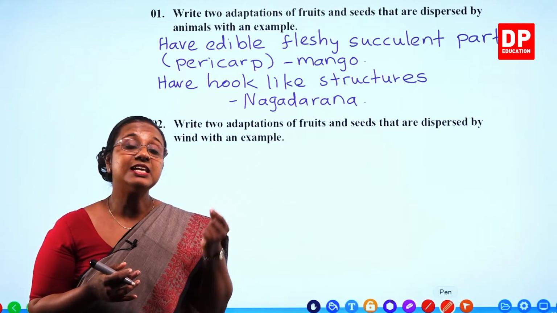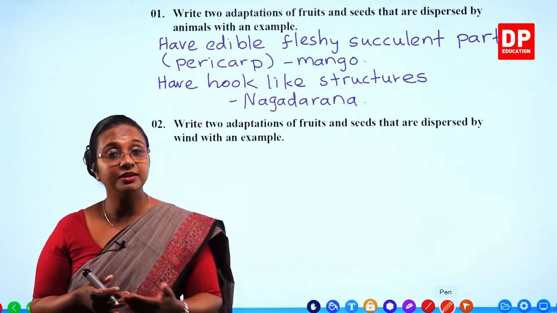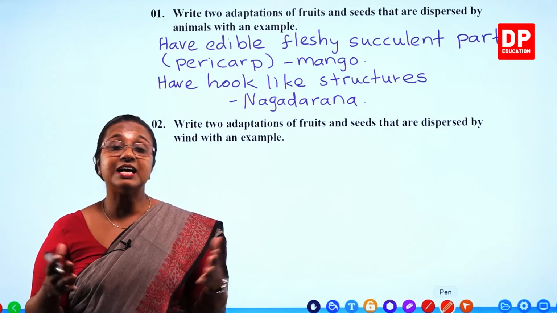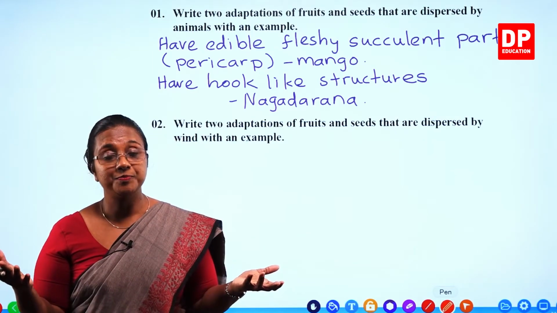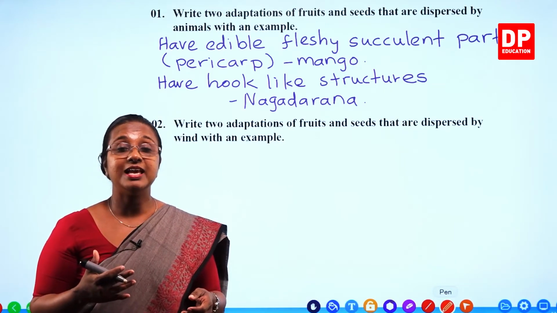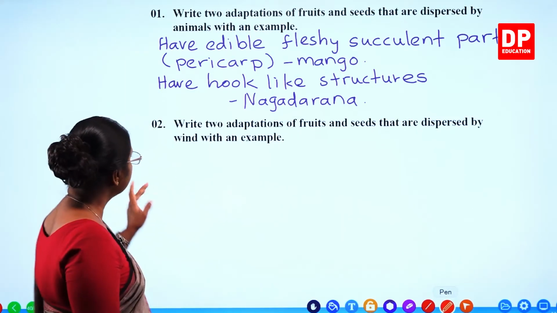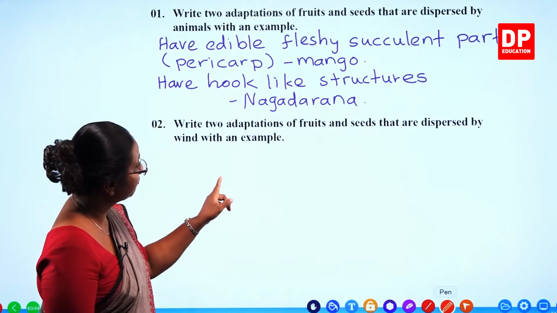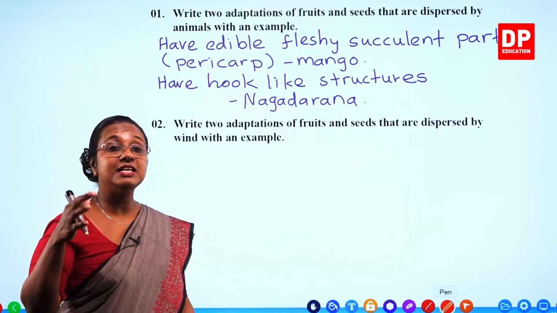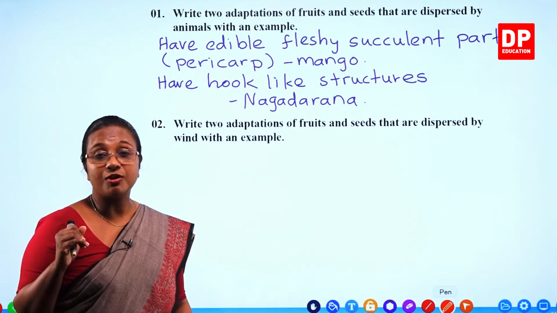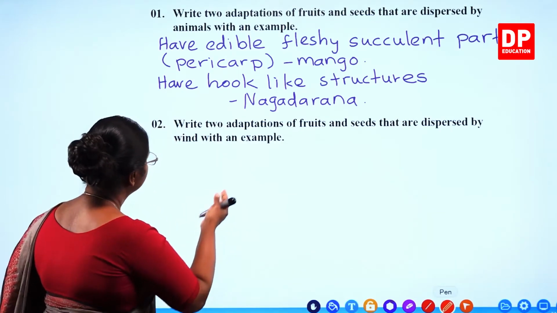And also the seeds are very tiny and light. Again, you can think of milkweed, cotton, all these are very light seeds and tiny seeds. And also the seeds are produced in large number. So that also you can write the examples as milkweed, cotton, all those are examples. So here you are supposed to write 2 adaptations of fruits and seeds that are dispersed by wind with an example. And another thing, the seeds are usually borne at the apex of the plant so that they can easily be dispersed. So that is also another adaptation.